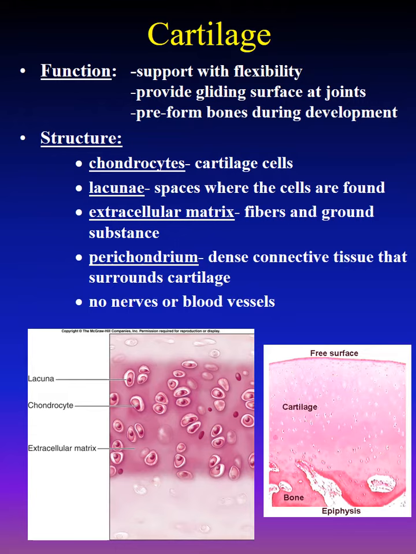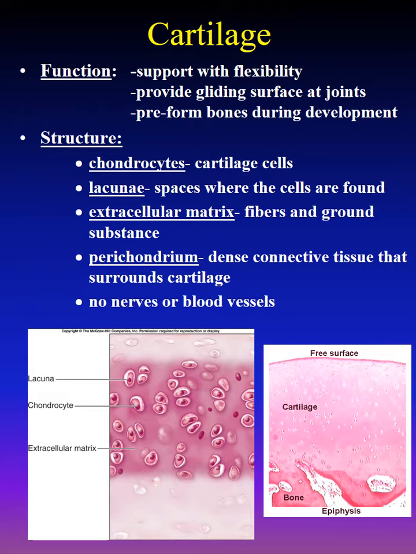Cartilage is weaker than bone, however, it is more flexible and resilient. There are three main functions of cartilage. The first is for supporting soft tissue, and we have three different types of cartilage that we find throughout the body that we'll cover a little bit later.